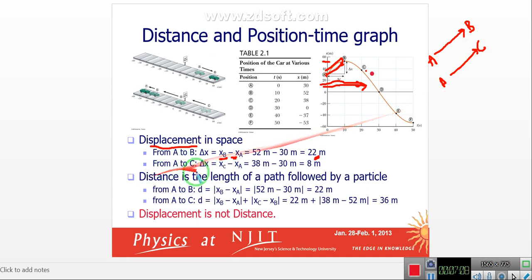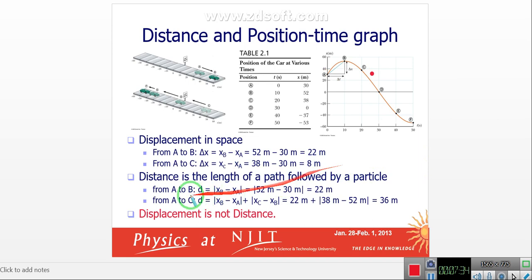Okay, so now find A to C. So xc minus xa. So xc, if you can see this, xc is equal to around about 38. So 38 minus 30, which is equal to 8 meters. So we have two values now. From A to C we have two values, so you can see this one. So this is a displacement.